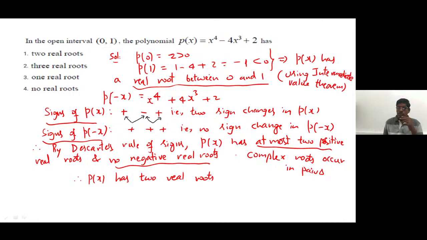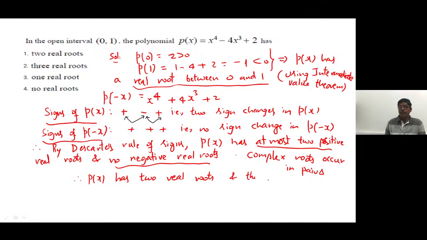So 3 complex roots never happen. Similarly, 5 complex roots never happen. If you take 0 complex roots, the remaining 4 roots are real roots only. But from this information we got only at most 2 positive roots and no negative root. So the maximum number of positive roots is 2. The remaining 2 roots are automatically complex roots.